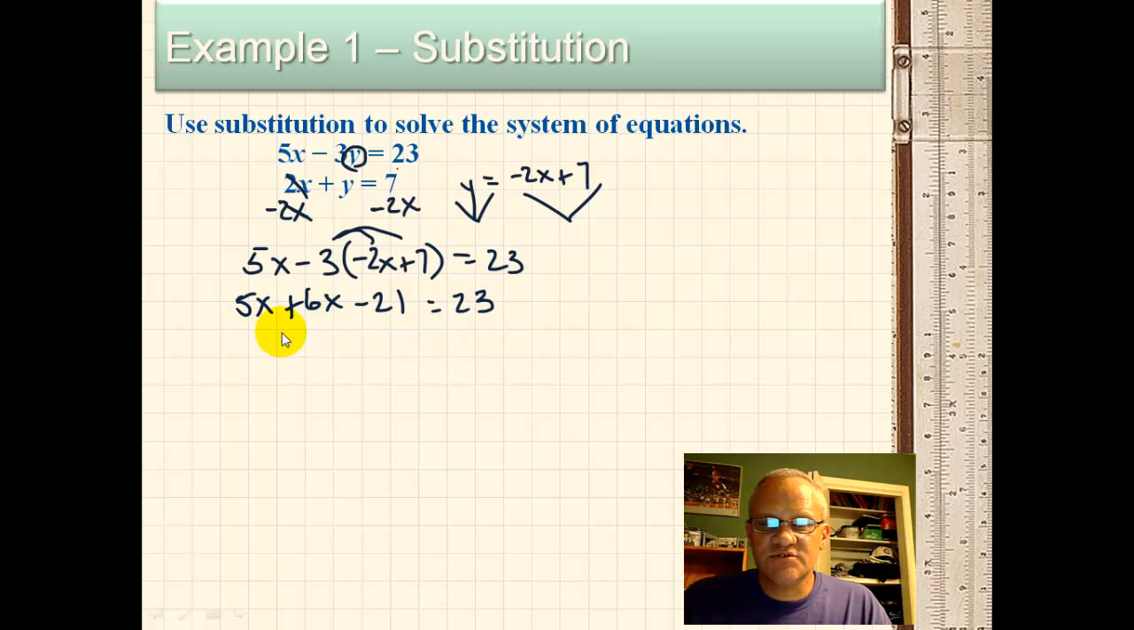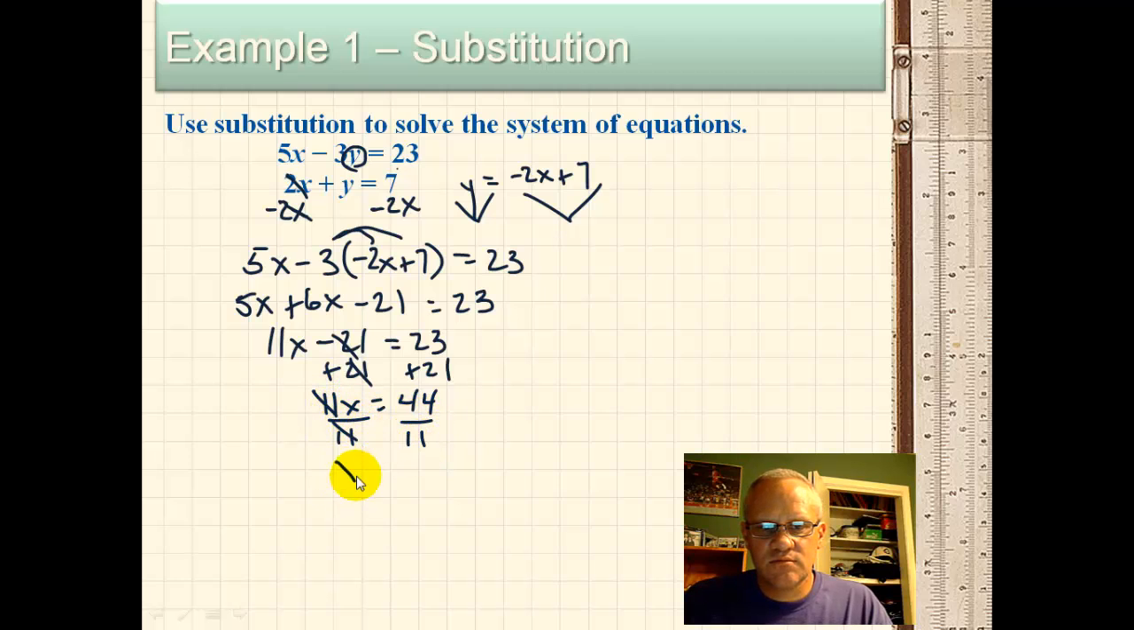Combine the like terms. So 5x plus 6x is 11x. Add 21. So you have 11x equals 44. Divide by 11. X is 4. Yay!